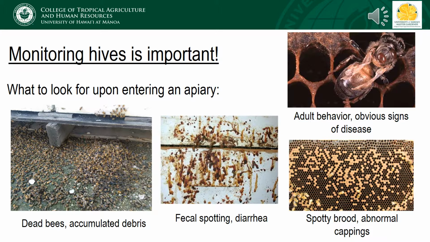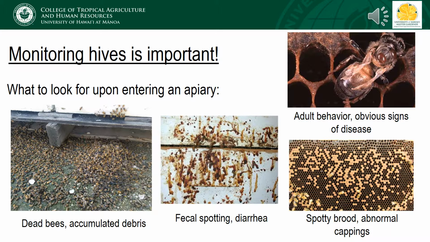Check for an accumulation of dead adults, immature stages, and unusual or excessive debris at the entrance. Check for feces on the outside of the hive, which could be indicative of nosema infection. While most adult bee diseases are difficult to diagnose, check to see if the adults are looking or behaving differently than normal.